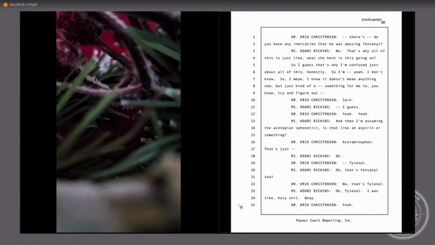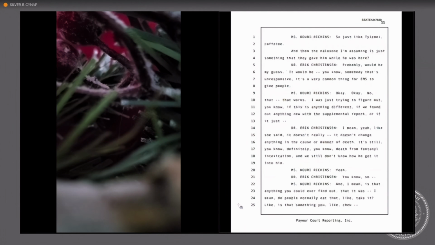So I don't know. I know it doesn't mean anything now, but it's just something for me to try and figure out. Yeah. And then I'm assuming the acetaminophen, is that like an aspirin or something? That's Tylenol. Oh, Tylenol. I was like, holy shit. Okay. So Tylenol, caffeine, and then the naloxone, I'm assuming, is just something they gave him while he was here. Probably, my guess. It'd be somebody that's unresponsive. It's a very common thing for EMS to give.